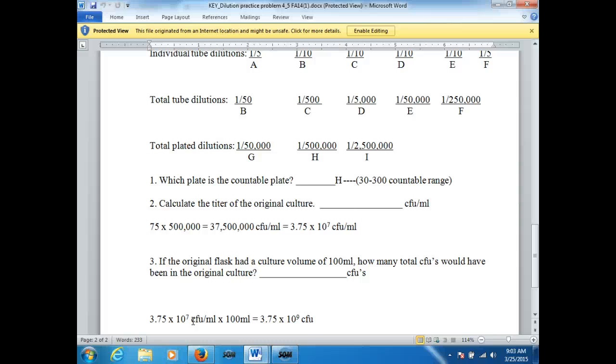Tell us the solutions for F. Yep, zero, yep. Shouldn't the total plated dilutions for I be like 5 times 10 to the power of 5?